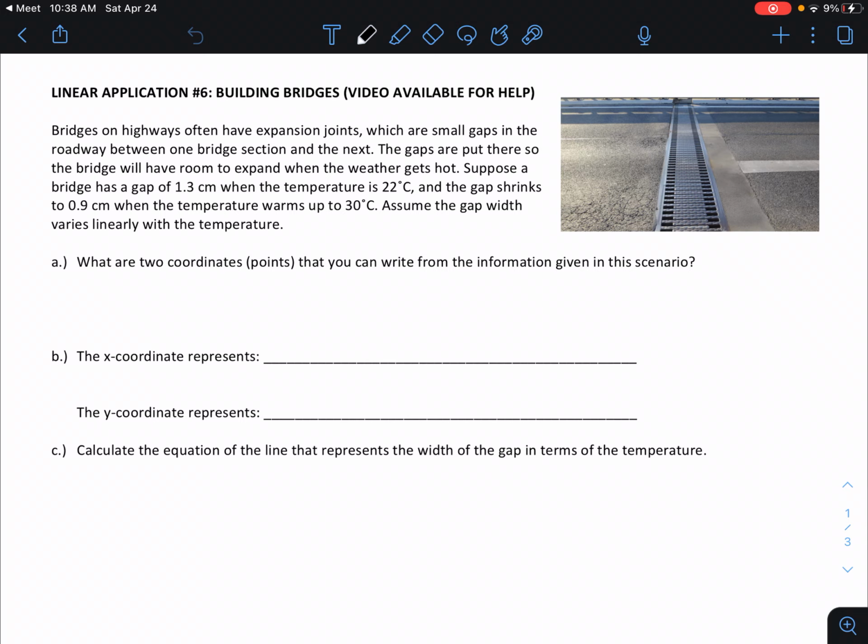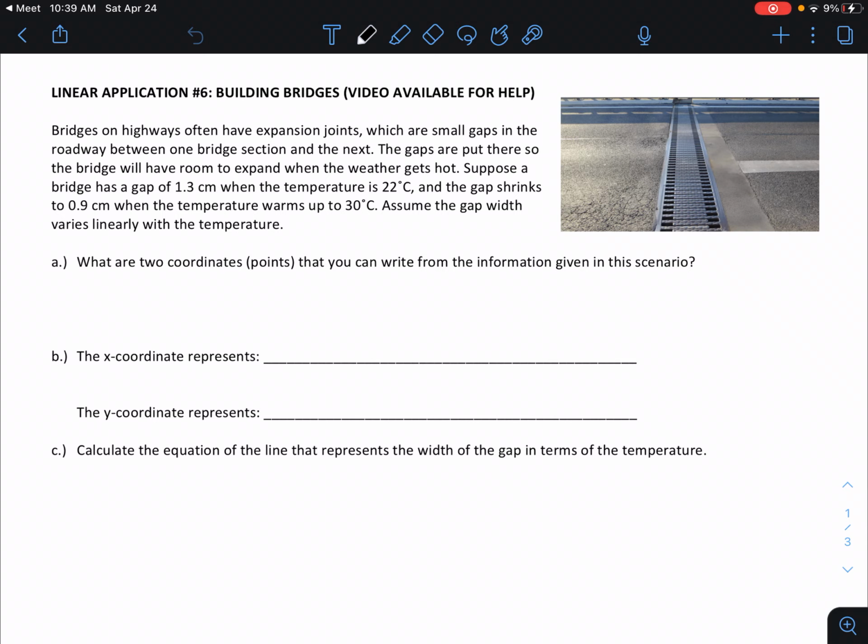So it says here, bridges on highways often have expansion joints, which are small gaps in the roadway between one bridge section and the next. The gaps are put there so the bridge will have room to expand when the weather gets hot. So in the summertime, it says, suppose a bridge has a gap of 1.3 centimeters when the temperature is 22 degrees Celsius, and the gap shrinks to 0.9 centimeters when the temperature warms up to 30 degrees Celsius.